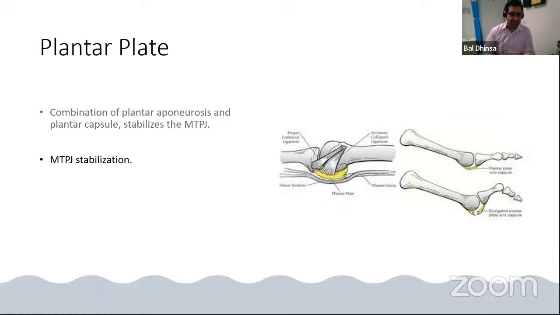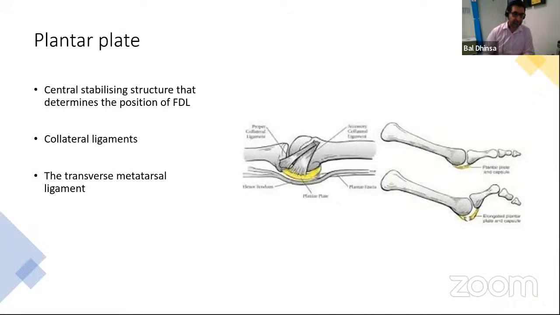The metatarsophalangeal joint is also stabilized by the collateral ligaments. And as you can see here, the plantar plate inserts at the base of the proximal phalanx, but it's attached to the metatarsal head by only a thin layer of synovial tissue. And the plantar plate has a role with the collaterals in stabilizing the metatarsophalangeal joint, as I mentioned. The plantar plate also has a role in stabilizing the position of the FDL, as you know from when you do surgery for these.